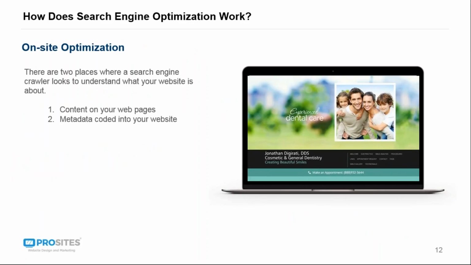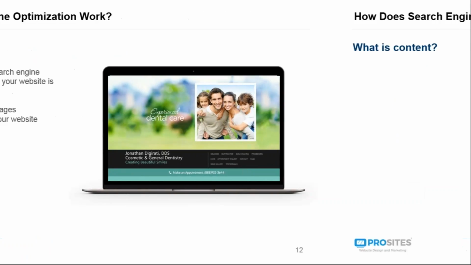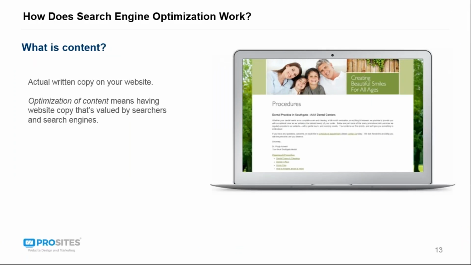So on-site optimization can be broken down even further into two parts. Those two parts are the content or the copy on your web pages, so what your website is actually saying, and metadata, which is English, but it's coded into the structure of your site and is not evident by looking at a page. So it's actual copy, it's just not in the user interface or what the user looks at. But that is important because it is what search engines use to understand your page.